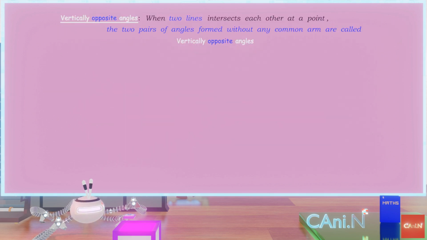Vertically opposite angles. When two lines intersect each other at a point, the two pairs of angles formed without any common arm are called vertically opposite angles. Example.